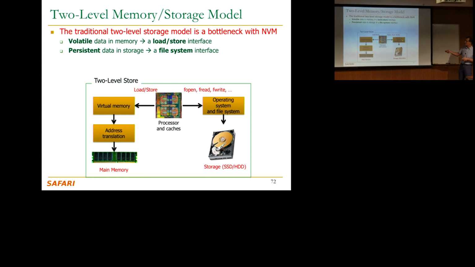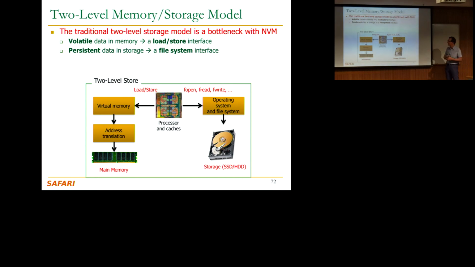On the other hand, persistent data is in this very slow technology, and traditionally it's been extremely slow, on the order of milliseconds with hard disks. As a result, we access this through some completely different interface, the file system interface. And we could afford this to be very slow. The software interfaces are actually very slow over here.